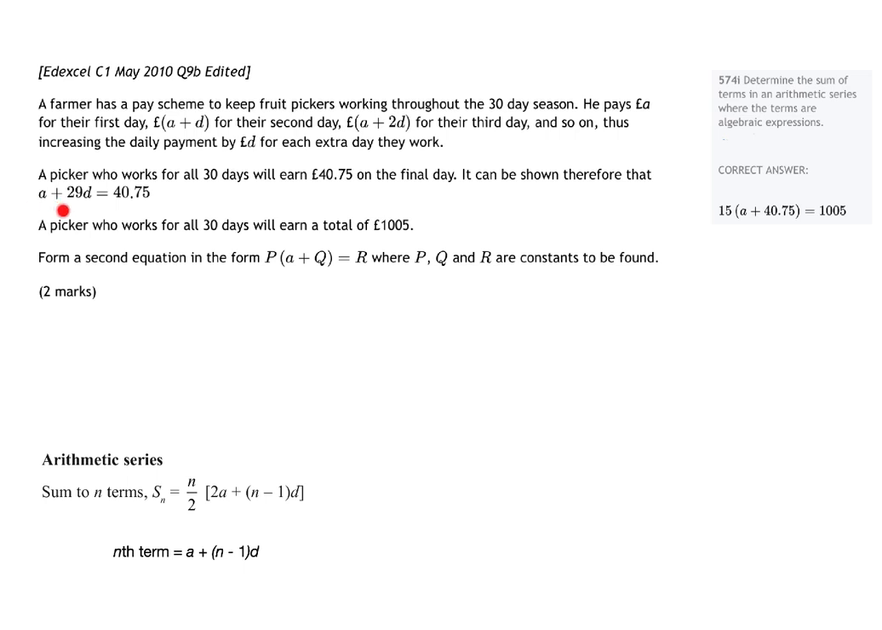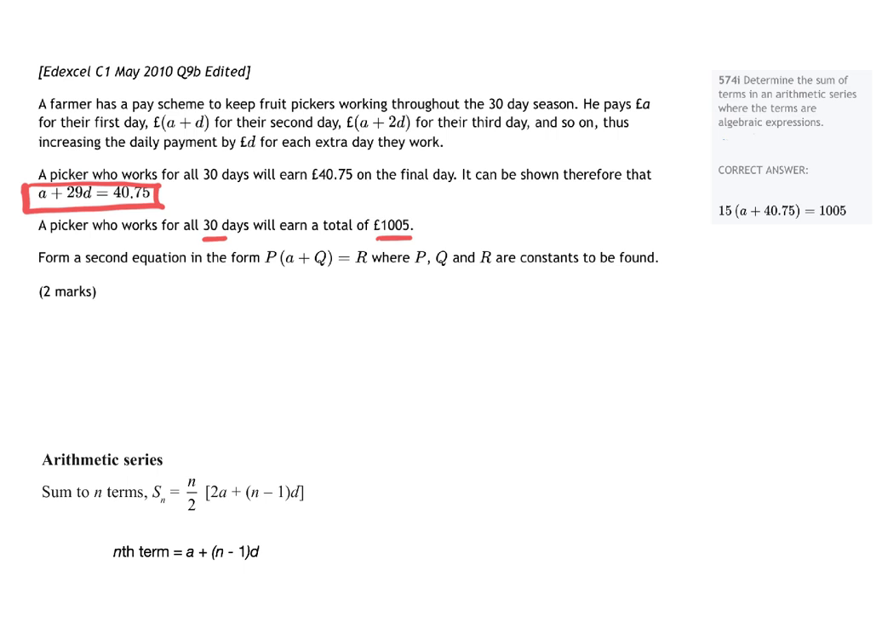So it tells us A plus 29D equals 40.75. That's going to be important, so I'm going to put a little box around that rather than rewriting it. And we know that the sum to 30 is going to be 1005. So I'm going to write that as an expression.